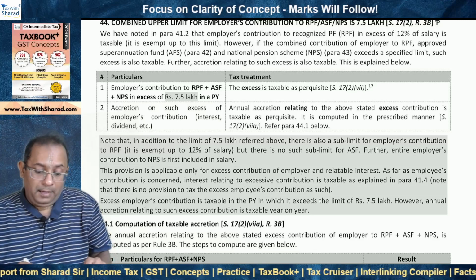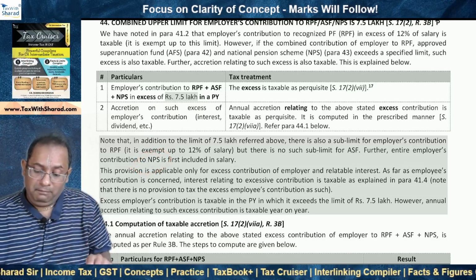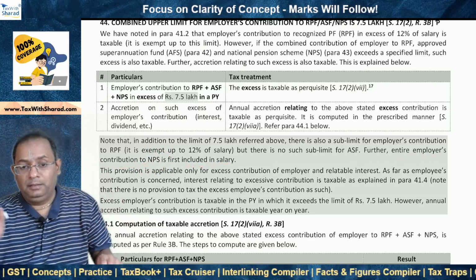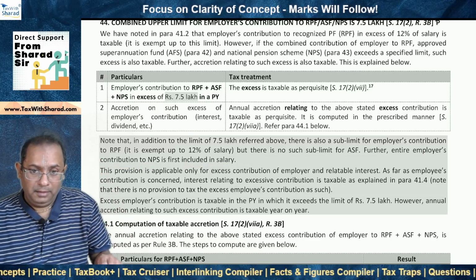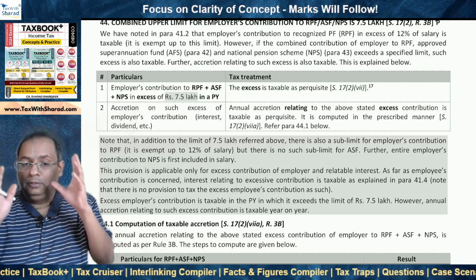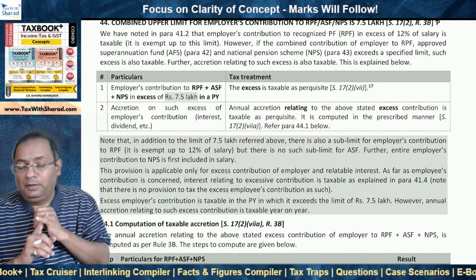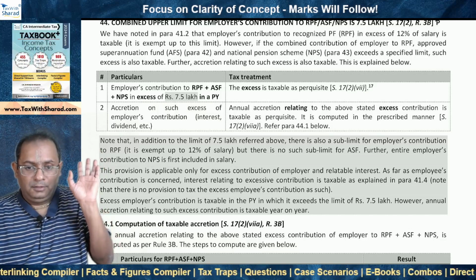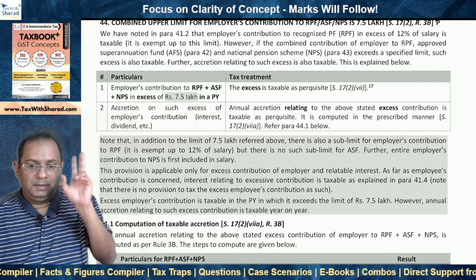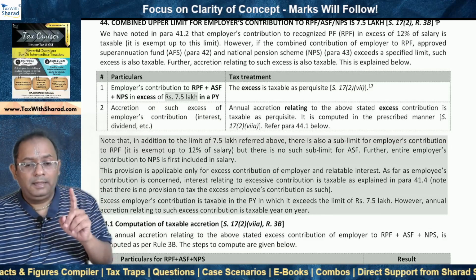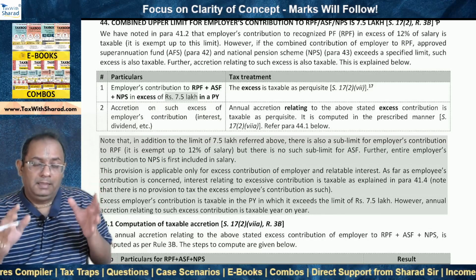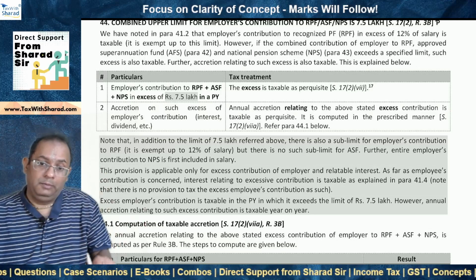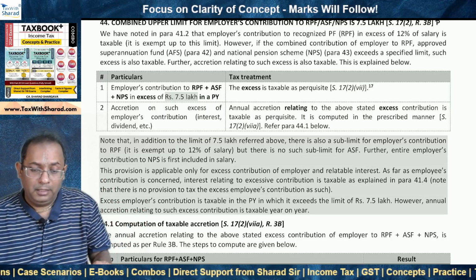Okay, and as far as NPS, we have already noted some time back that the entire contribution is first included in the salary income and then deduction under section 80CCD is provided. So you need to take care of all these important points. For RPF, first layer, 12% of salary. Note this. Second layer, combined RPF, ASF and NPS more than 7.5 lakh becomes taxable, and accretion thereon also becomes taxable as computed under Rule 3B.